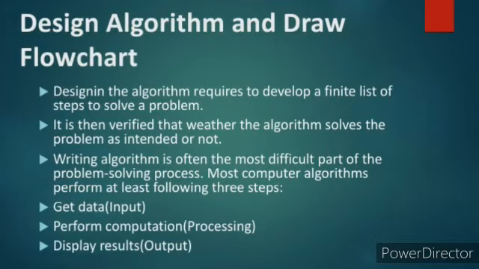Most computer algorithms perform at least the following three steps. Number one, get data, which is input. Number two, perform computation, processing. Number three, display results, output.